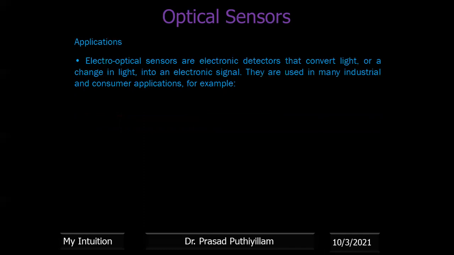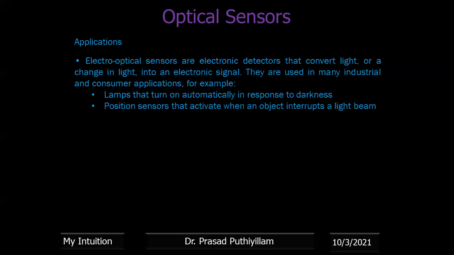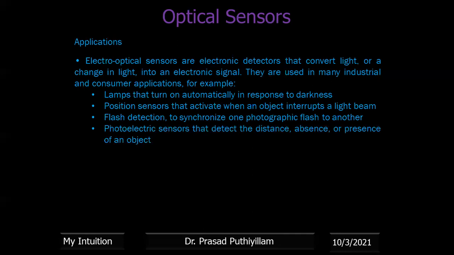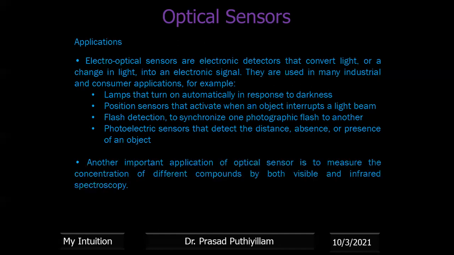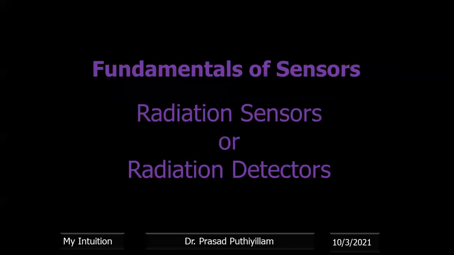Electro-optical sensors are electronic detectors that convert light or a change in light into an electronic signal. They are used in many industrial and consumer applications, like lamps which turn on automatically in darkness, position sensors which activate when an object interrupts a light beam, flash detection or synchronized photographic flash of another, photoelectric sensors that detect the distance, absence or presence of an object, and also in chemical analysis, like instrumental analysis, such as visible spectroscopy, infrared spectroscopy, UV-visible spectroscopy, etc.